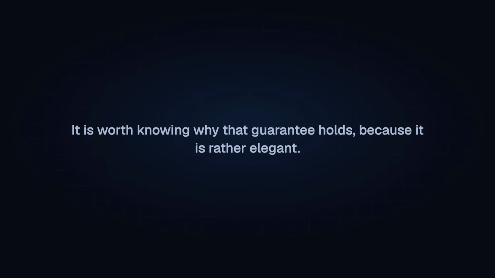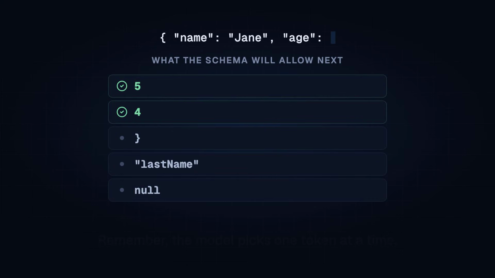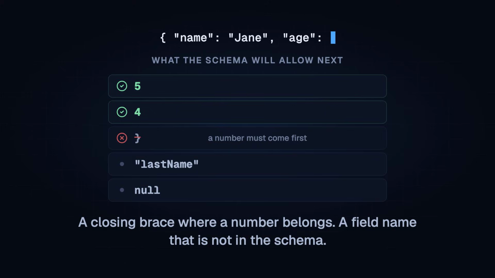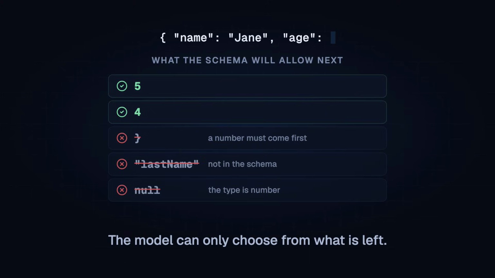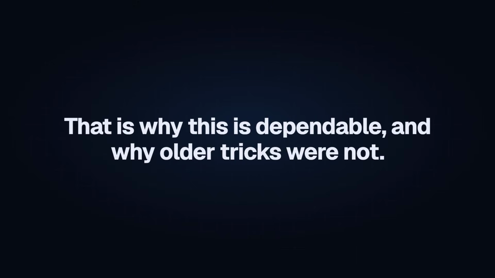It is worth knowing why that guarantee holds because it is rather elegant. Remember, the model picks one token at a time. Before each pick, your schema is used to cross out every option that would break the shape, a closing brace where a number belongs, a field name that is not in the schema. The model can only choose from what is left. It is not being asked politely to return good JSON. It is being held to it. That is why this is dependable and why older tricks were not.